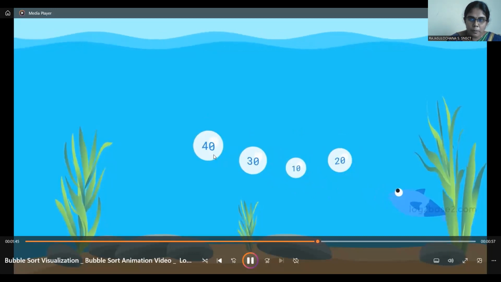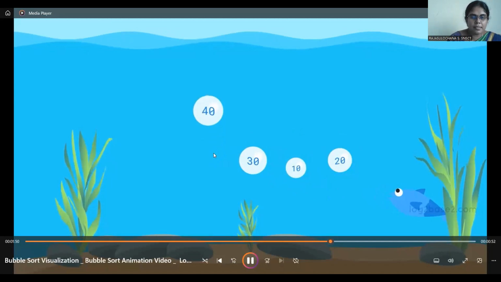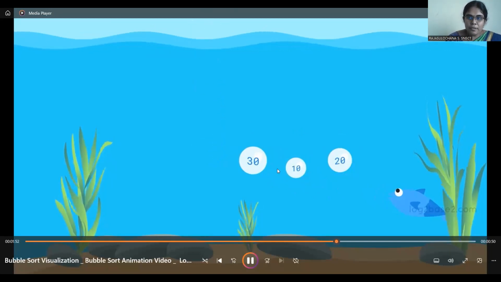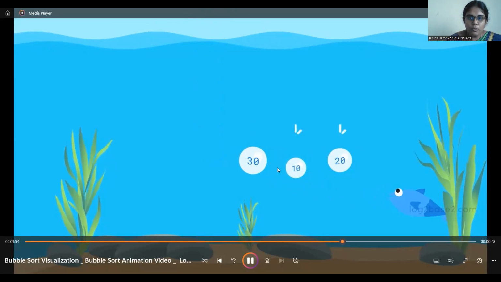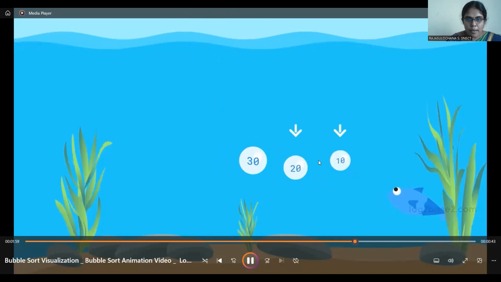So the largest value bubble will be 40. This particular bubble is moved up. Correct? Yes. So initially 50 is moved up. Now 40 is also moved out. Now what you have to do? Compare 20 and 10. 20 is greater than 10. So you have to swap.